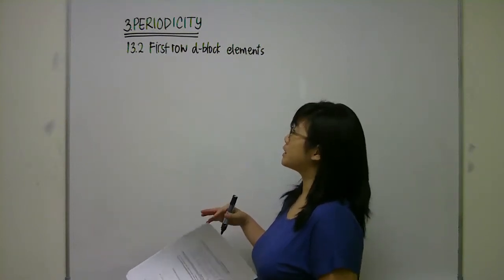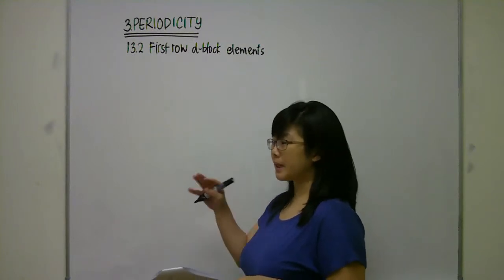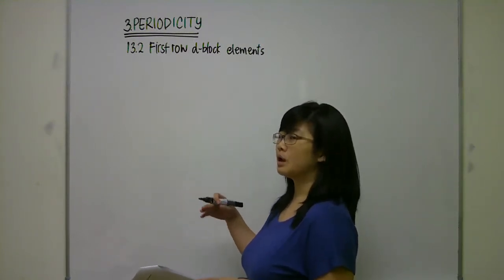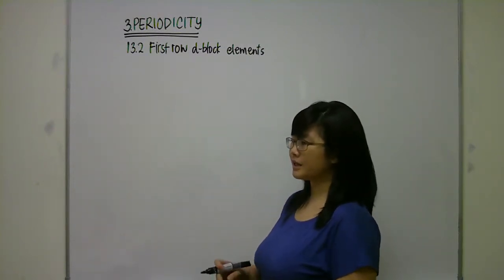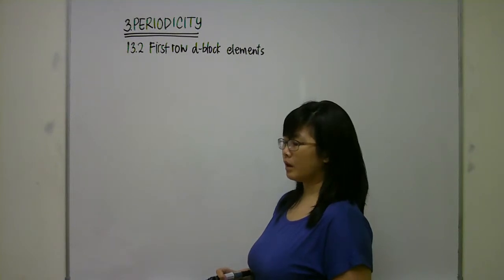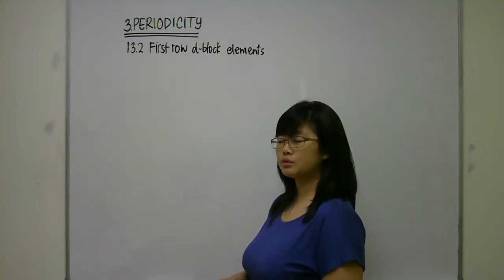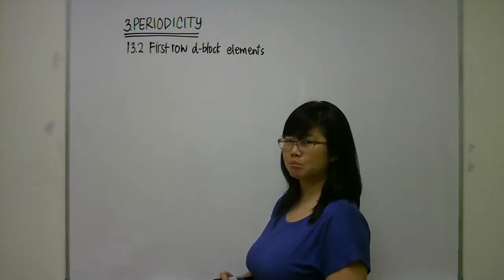Students are also going to be learning about the first row D block elements, okay? But mainly we are going to focus on the transition elements in the first row of the D block in the periodic table. This should be a fairly new topic to them, so I think most students will need to pay more attention to this part, and you need to be able to explain it more clearly and simply.